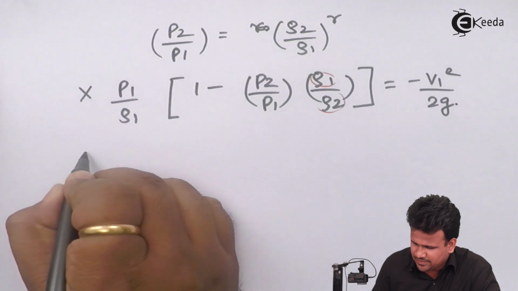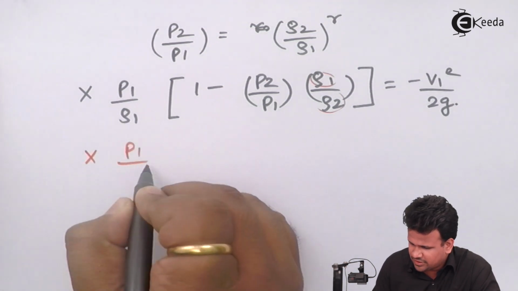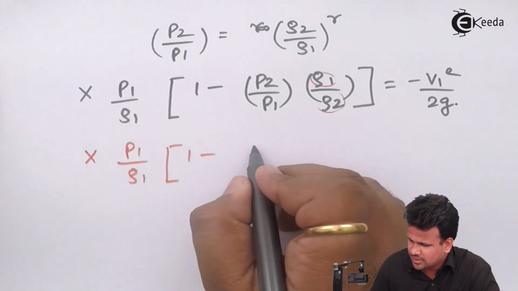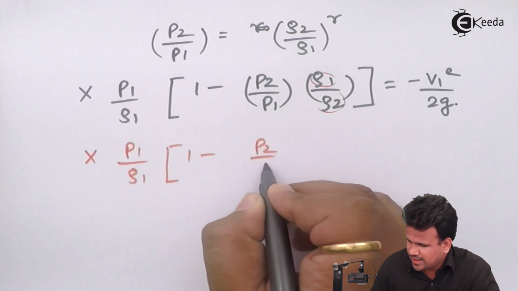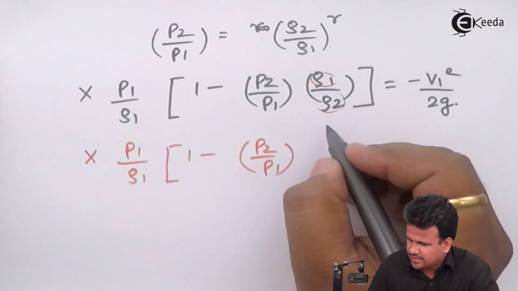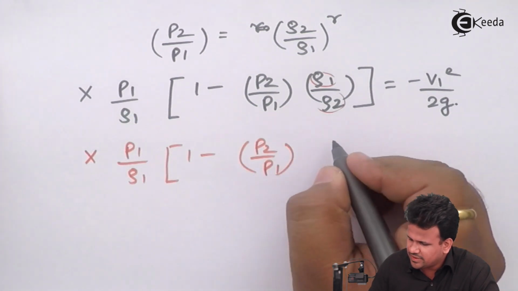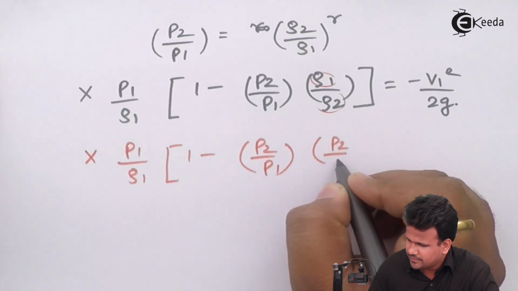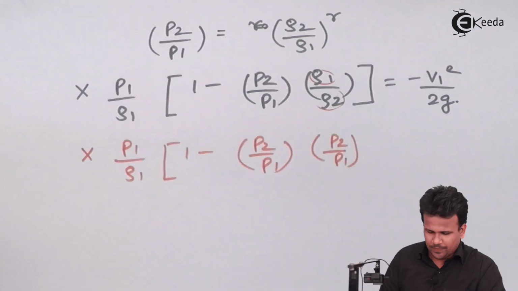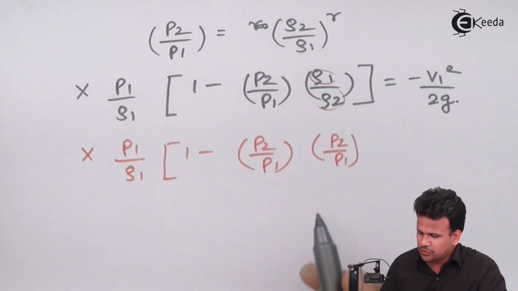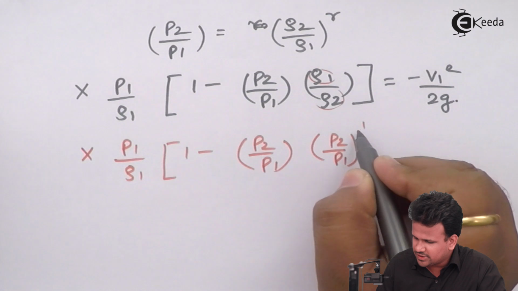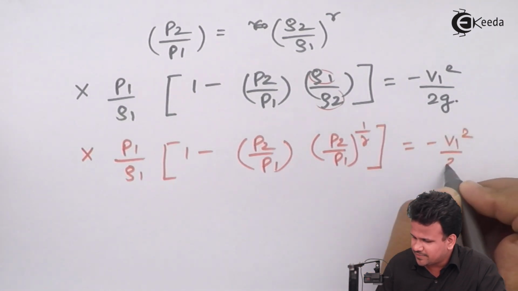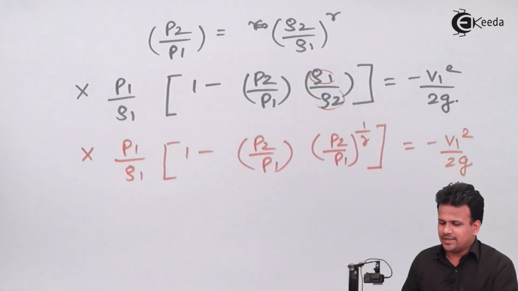So now this will be x into P1 upon rho 1 into 1 minus P2 by P1 into P2 by P1 raised to 1 upon gamma, is equal to minus V1 square by 2g. So this entire thing we have got over here.